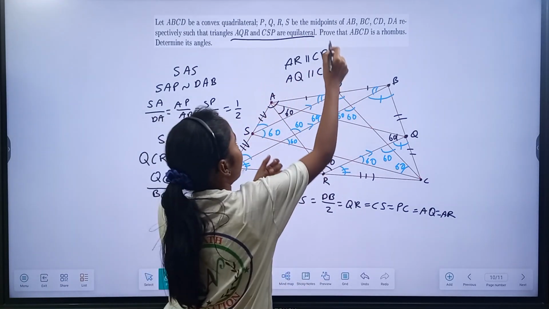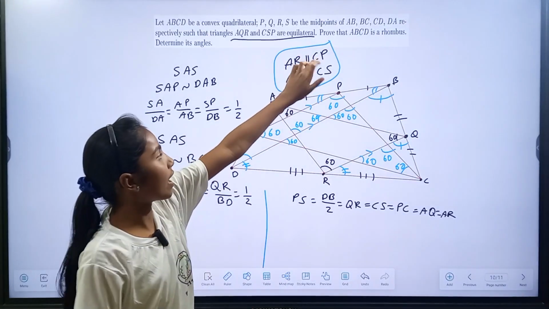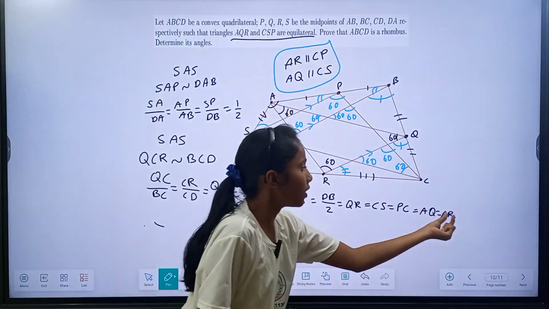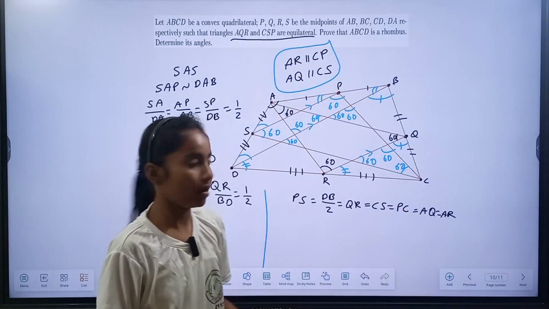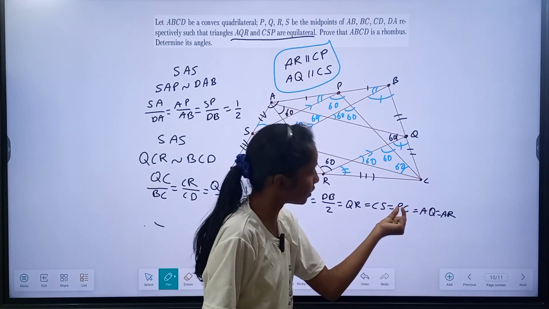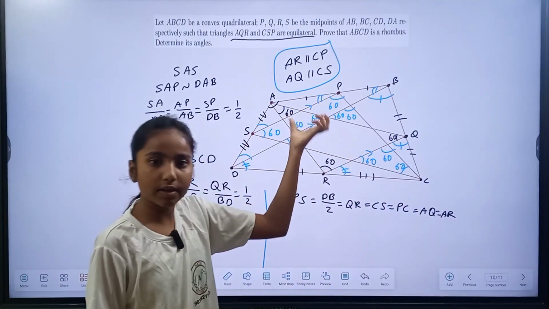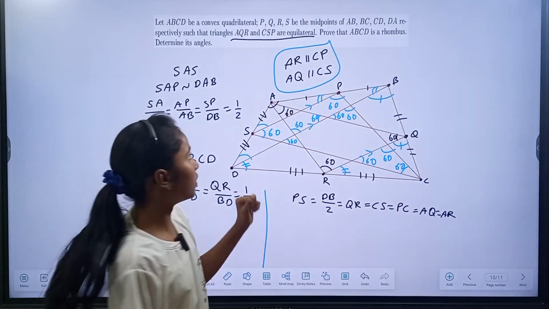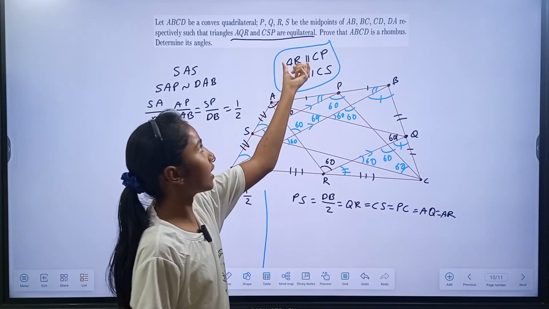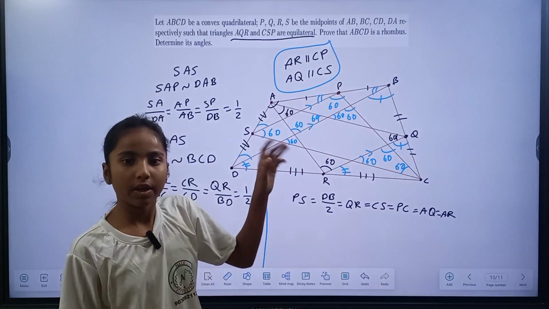Now we have got these both pairs of parallel lines. AR and CP are parallel, and AR and CP are also equal. AQ is parallel to CS, and AQ is also equal to CS. So we have parallel lines, and those parallel lines also have equal lengths. Let's take AR and CP for example. They both are parallel lines and have equal lengths.